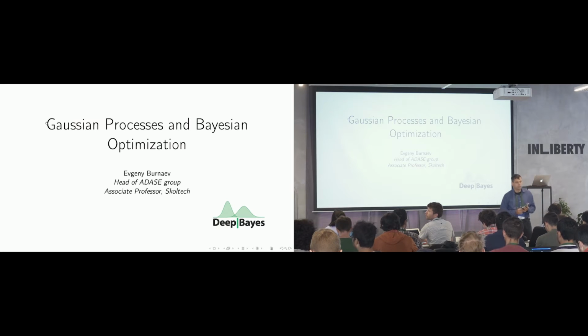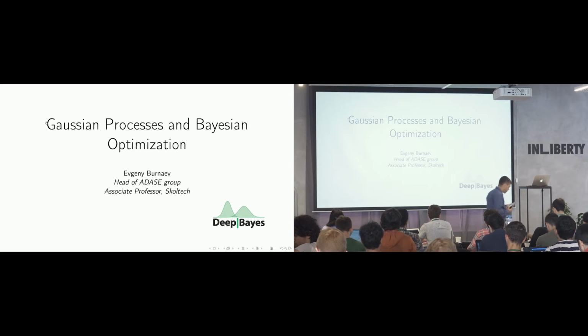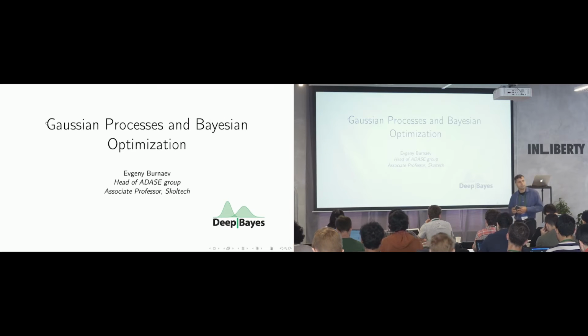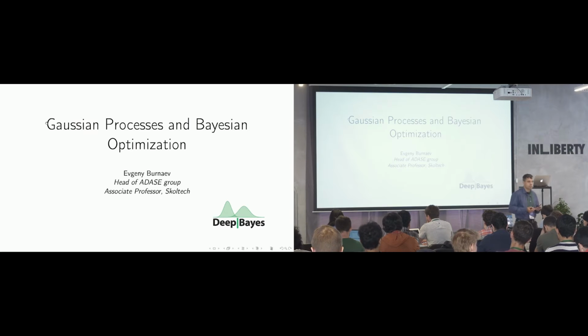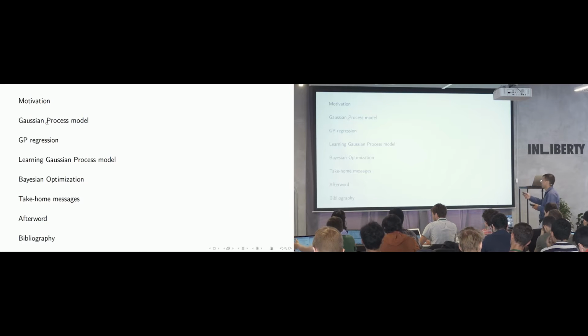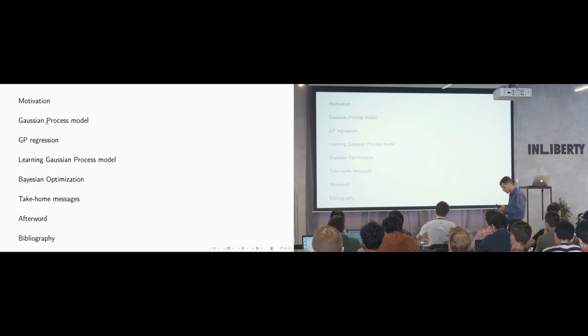Okay, so let's start the first lecture of today. I'll tell you some basic facts about Gaussian process models and how we can use these models to perform Bayesian optimization, which is quite an important topic nowadays because it can be used, for example, for neural architecture search and hyperparameter search for different machine learning models. And so this is the outline of today's talk.